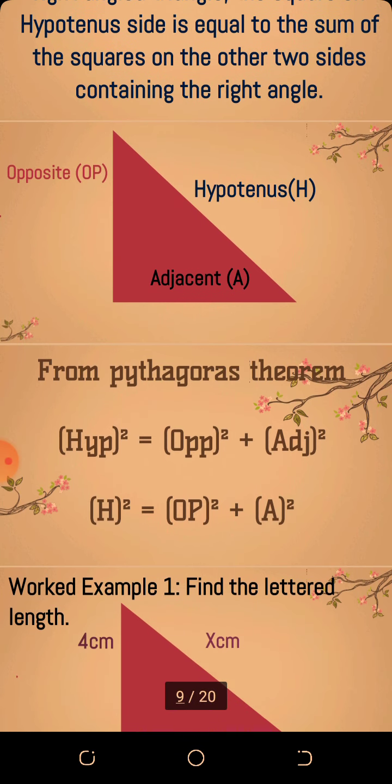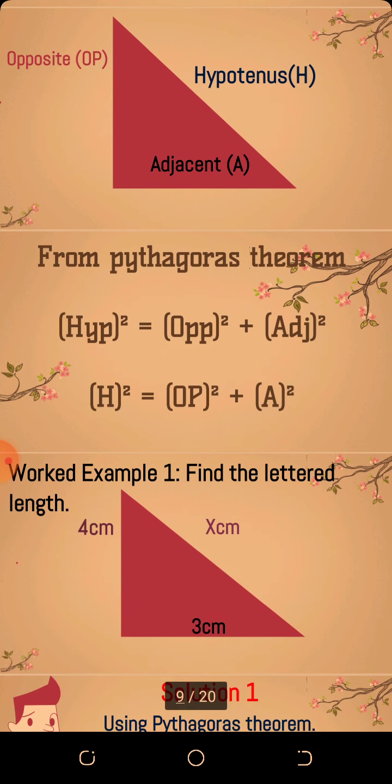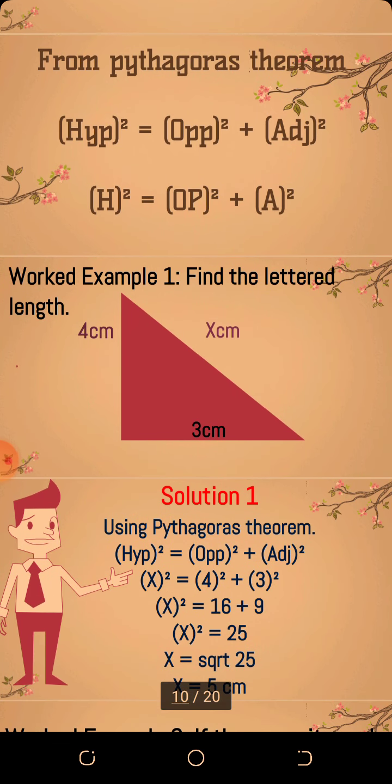Example number 1. We are told to find the lettered length in the diagram below. In this case, our hypotenuse is equal to x centimeter, our opposite is equal to 4 centimeter, and our adjacent is equal to 3 centimeter. Using our Pythagoras theorem, hypotenuse squared is equal to opposite squared plus adjacent squared. We are not given the hypotenuse, so that will be x squared equals 4 squared plus 3 squared.